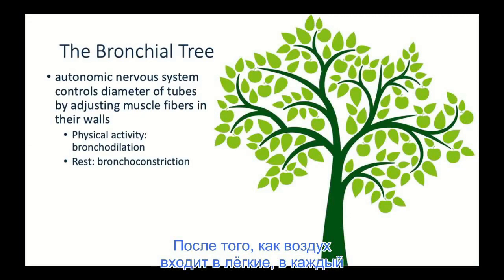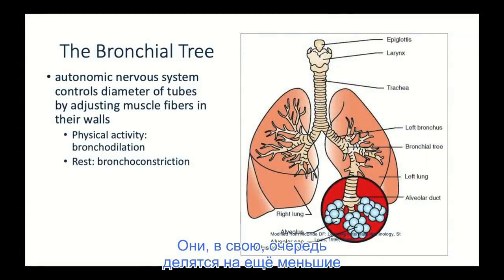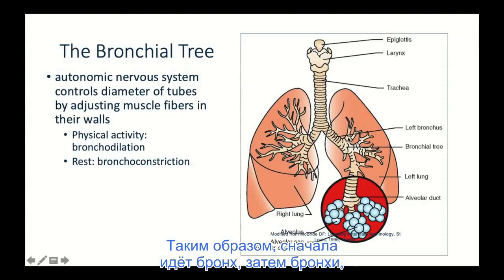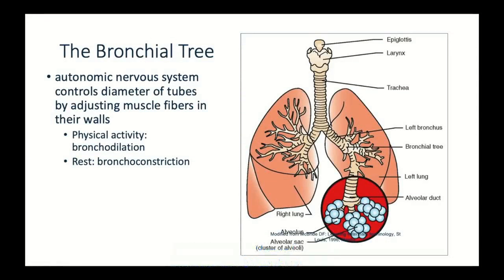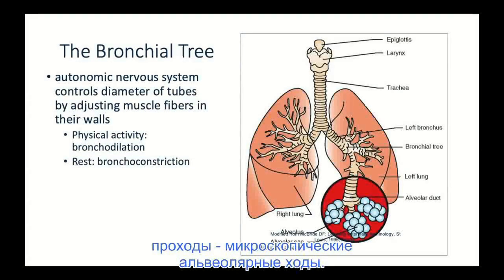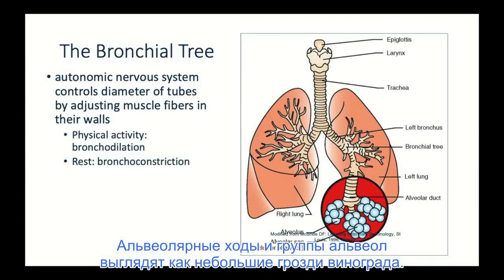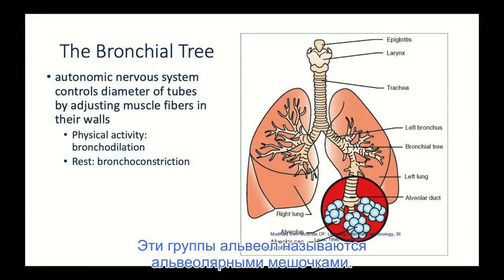So after the air enters into the lung, each main bronchus divides into these smaller bronchi, which divide into very small bronchi, and finally into the tiny little bronchioles. So we've got bronchus, bronchi, and then the smallest little end down here are our tiny little bronchioles. The bronchioles then continue to subdivide down to the smallest little air passageways, the very microscopic alveolar ducts. The alveolar ducts end in groups of alveoli arranged like little bunches of grapes. These groups of alveoli are called alveolar sacs.